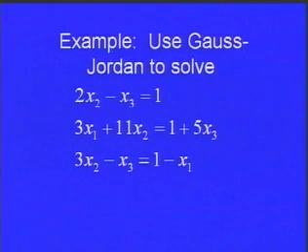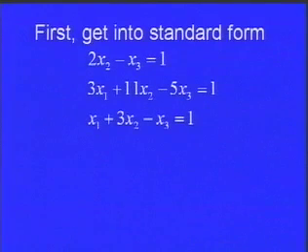Let's use Gauss-Jordan elimination to solve 2x2 minus x3 is equal to 1, 3x1 plus 11x2 is equal to 1 plus 5x3, and then 3x2 minus x3 equals 1 minus x1. Okay, you probably have already noticed this is not in standard form. And I'm supposed to, first step, put this into an augmented matrix. So a good step to make before I try to go for the augmented matrix is to get it in standard form. All right, so first get that into standard form.